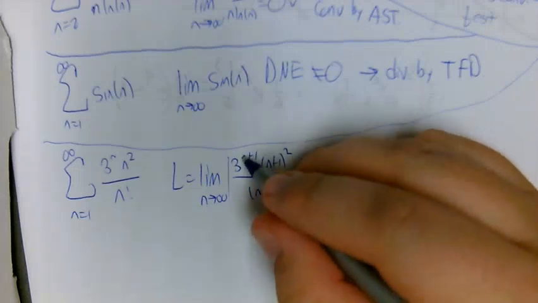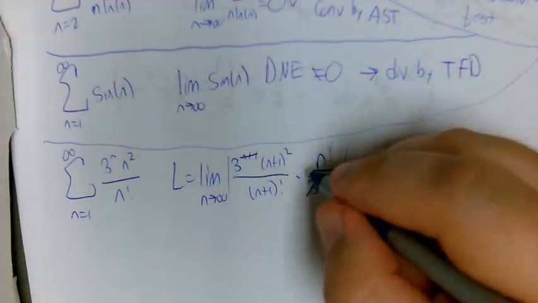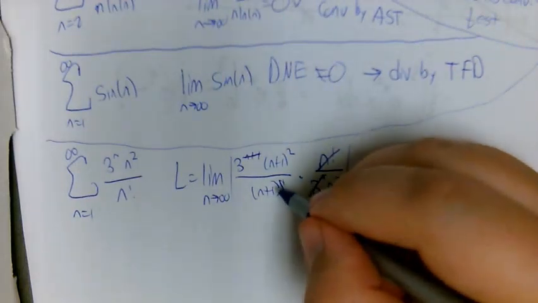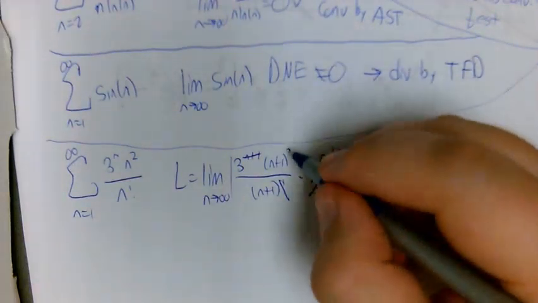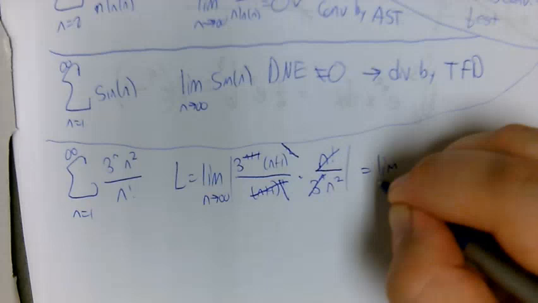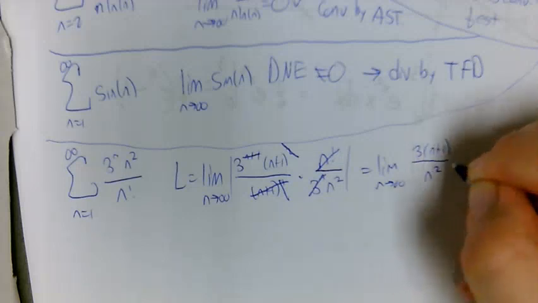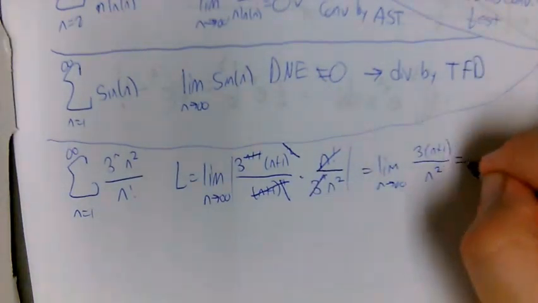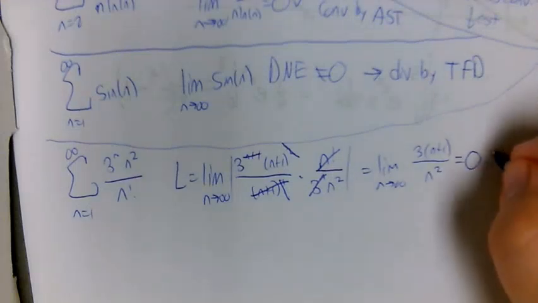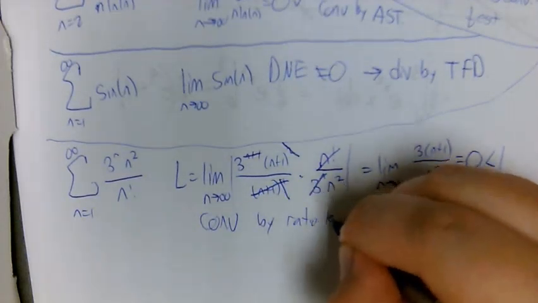Okay, now let's see. 3 to the n and 3 to the n plus 1, those cancel. The n factorial and the n plus 1 factorial, those cancel out. But then notice that I have an n plus 1 here and an n plus 1 squared there. So actually, those will cancel out too. So what will we end up getting here? We have the limit as n goes to infinity of 3 times n plus 1, but then there was nothing to cancel that n squared with. So we end up with 0 for this limit because we have a polynomial with a degree higher on the bottom, and that's less than 1. So this converges by the ratio test.